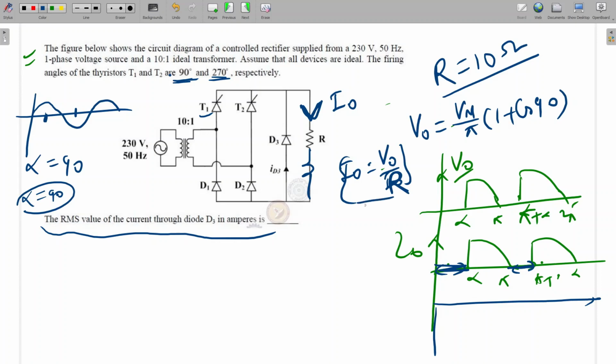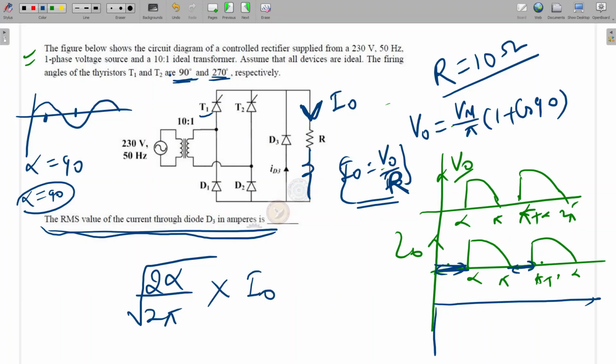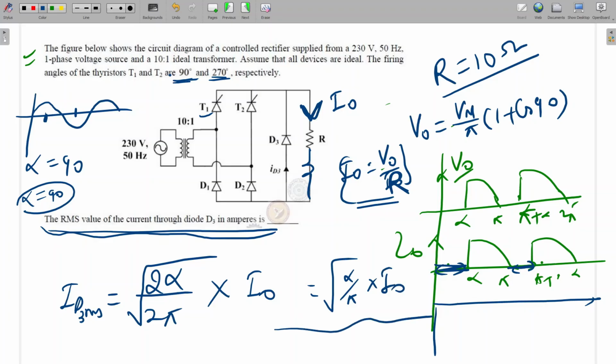So this I naught we have calculated. Given I naught, what is the RMS value of D3? That will be 2 alpha by 2 pi into I naught, the square, for I D3 RMS. Already we have got alpha by pi, so the RMS value of the D3 current will be under root alpha by pi into I naught. Is it clear?